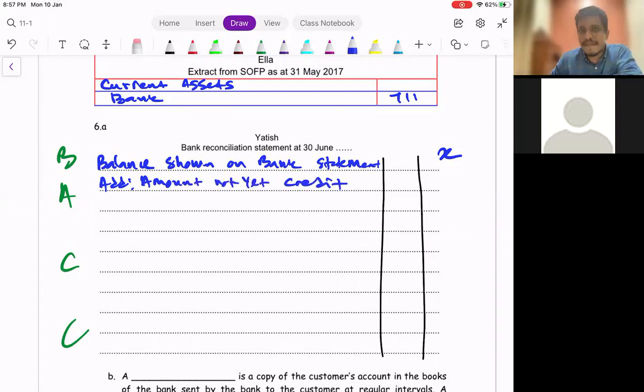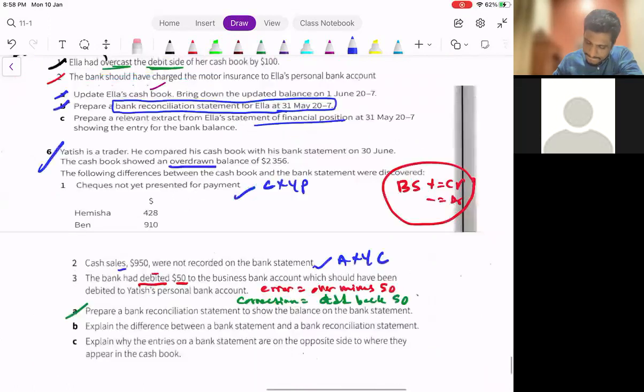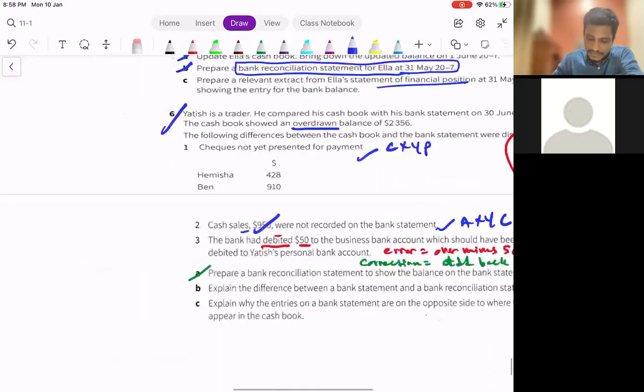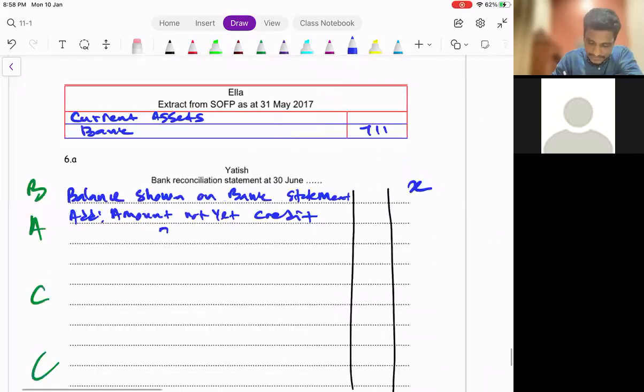Do you have any amount not yet credited in this question? Can you check the question? Yes. Amount not yet credited, 950. The cash sales. So I go here. I write sales. I write here 950 here because you remember there's a correction of error. We need to plus. Okay.